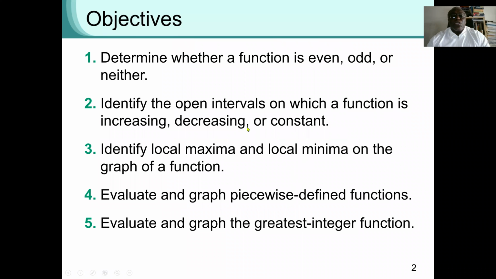Here, we're going to focus on piecewise defined functions. Our main objective is to determine whether a function is even, odd, or neither. Also, we're going to identify the open intervals on which a function is increasing, decreasing, or constant. We will identify local maxima and local minima on the graph of a function, and also evaluate and graph piecewise defined functions and the greatest integer functions.